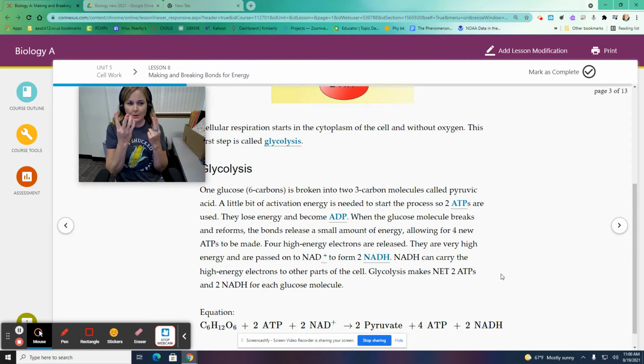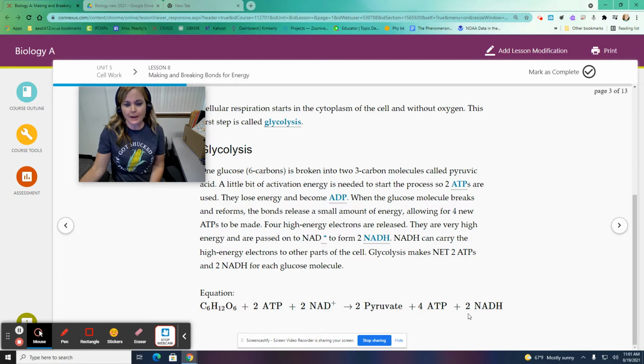Two of the 4 that are made are recycled back into glycolysis to get it started again. So only a net of 2 additional ATP, ones you don't need for restarting, are made in glycolysis. The other 2 are used to start glycolysis over again. You also create 2 other energy carriers, which are NADH. I honestly don't care if you ever remember the NADHs or the NAD pluses or the NADPHs. ATP is our jam here, right? We want to make ATP. So remember that much.